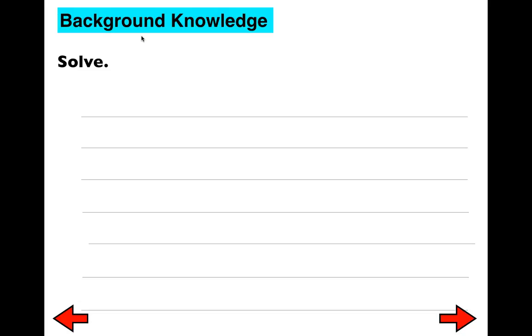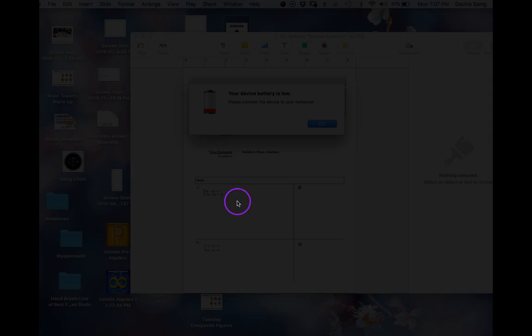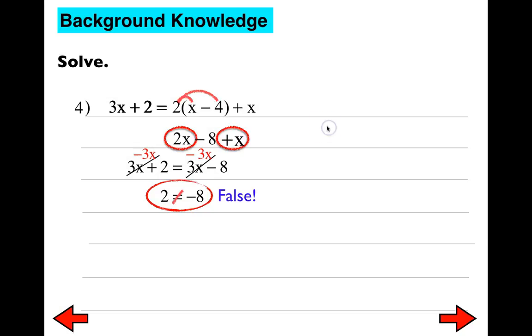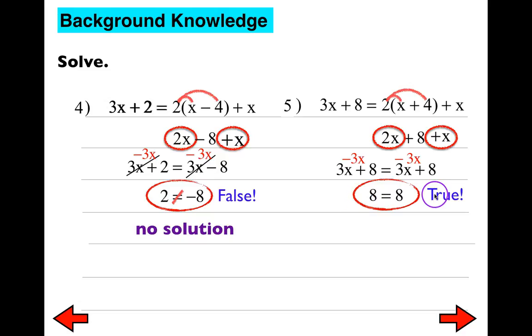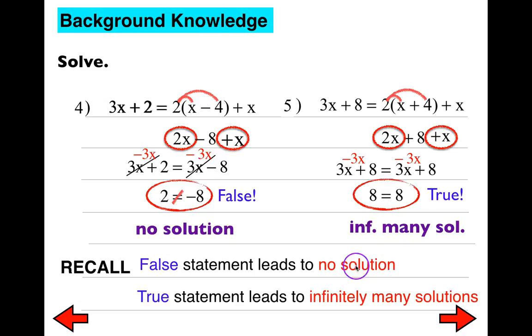This is some background knowledge from way back at the beginning of the school year when we were covering equations. In a case here, when we ended up with a false statement, we would say that the answer was no solution. So just remember that. And in a case like this, when we end up with a true statement, we would say that the answer is infinitely many solutions. So what I'm trying to get you to remember is that in the case where we have a false statement, our answer is going to be no solution. And in the case where there is a true statement, that's going to be infinitely many solutions. So just keep that in mind.